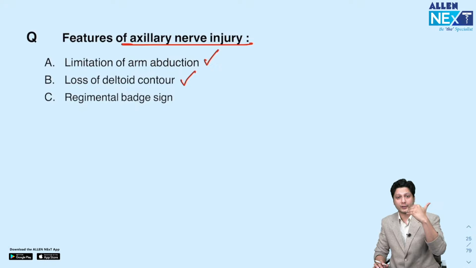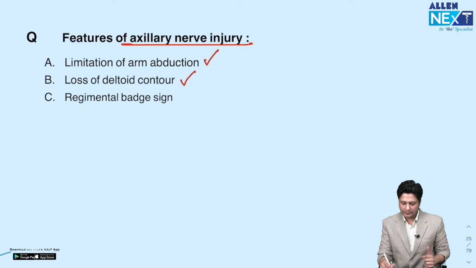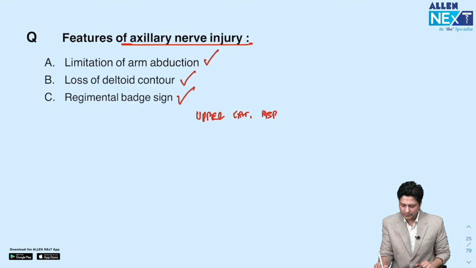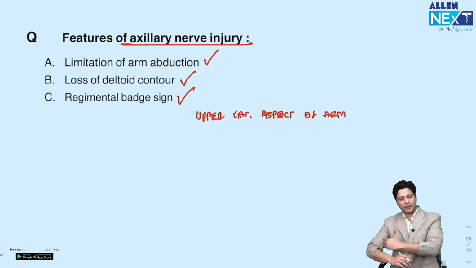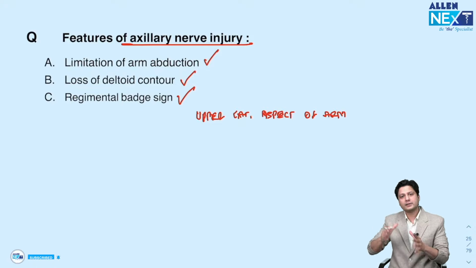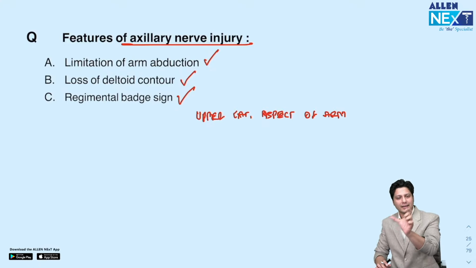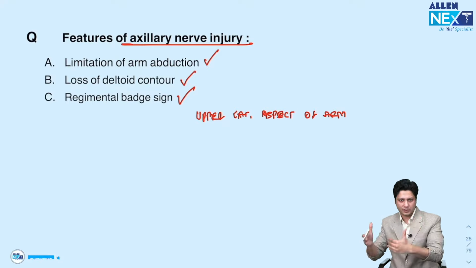And if there is a disuse atrophy of this deltoid, then that contour on the shoulder would be reduced. Then regimental badge sign, because this is the upper lateral aspect of the arm, the area which is supplied by the axillary nerve. So if there is an axillary nerve injury, there will be a loss of sensations over here, and this is the area where the badges for the identification of the regiments in the army are provided. So because of this, it has been named as regimental badge sign.